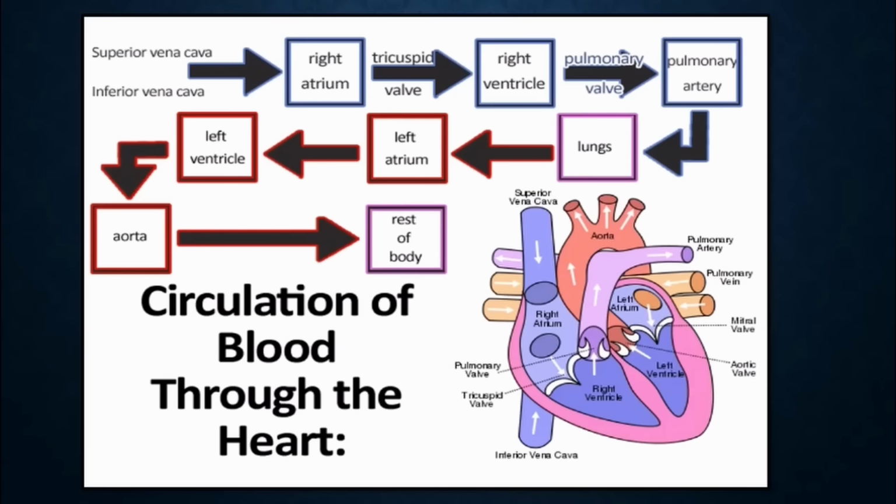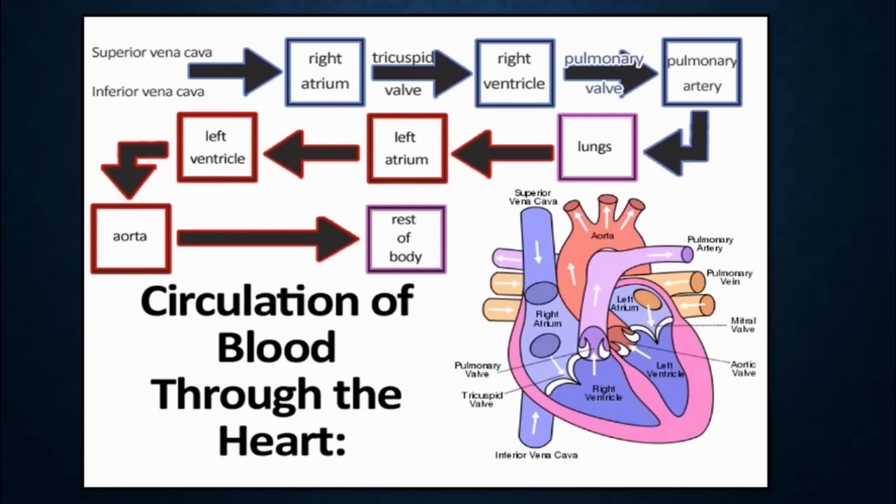The upper part of the heart collects deoxygenated blood from the upper part of the body with the help of the superior vena cava, and the inferior vena cava helps in collecting deoxygenated blood from the lower part of the body. The oxygenated blood is circulated throughout the body with the help of blood vessels, a little bit thicker than the veins, called the aorta or arteries.